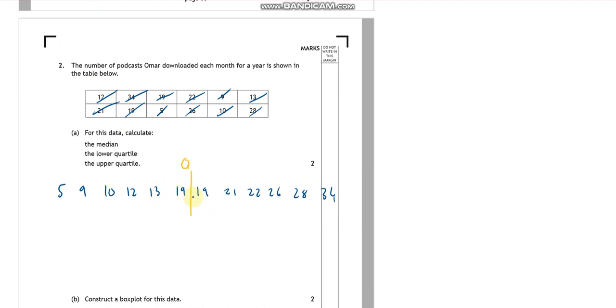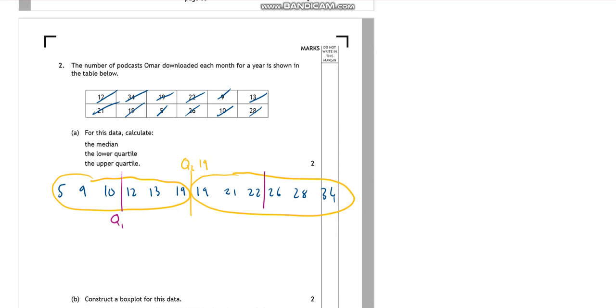Well, just 19, isn't it? If it was 19 and 20, the middle one would be 19.5. But this time it's just 19. And then we're karate chopping this half, and we're karate chopping this half to work out Q1 and Q3. So I karate chop this bunch here, I've got Q1. Karate chop this bunch, I've got Q3.